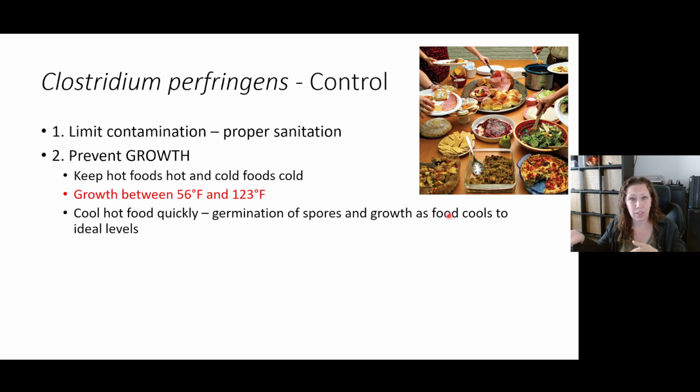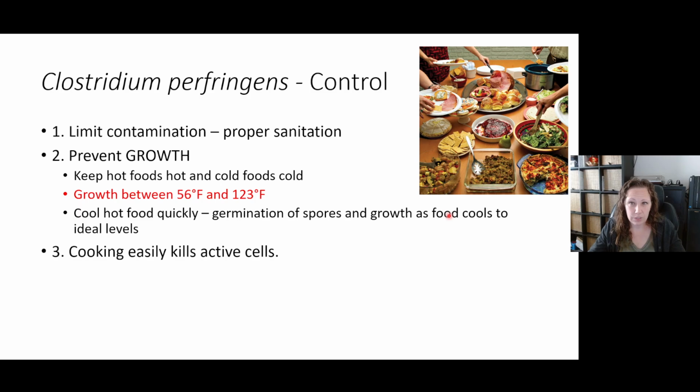And so there were spores in there, and the temperature dropped to a temperature where the Clostridium was happy, and the spores come out of dormancy and then grow to a level that can make people sick. Okay. So if they're not spores, they're easily killed by heat, but in the spore form, they are not. So, like I said, cooking easily kills active cells, but those spores will remain. So always assume they are there, because C. perfringens is prevalent in the environment, and cool your food down quickly.